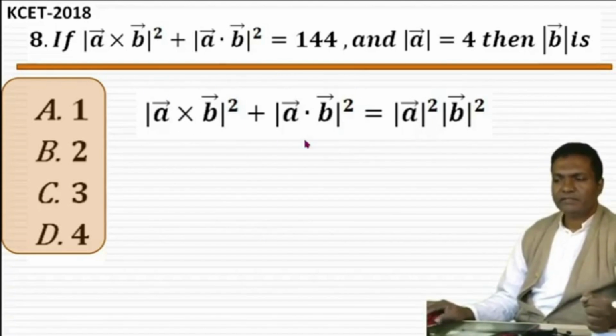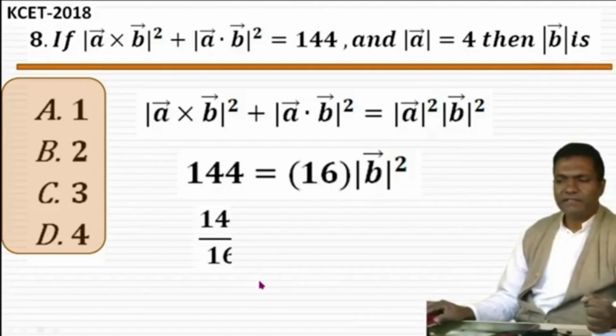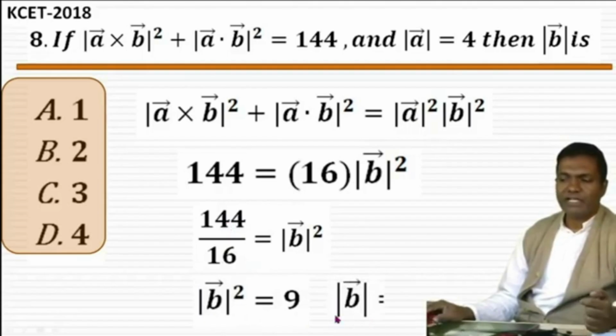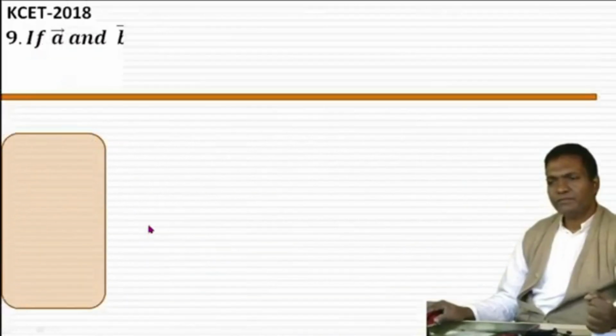Look here. This is given as 144, and magnitude of A is 4, given. 4 square is 16, and magnitude of B square as it is. So bring this 16 this side. So 144 by 16 equals magnitude of B square. Solve it. You will get 9, and magnitude of B is 3. So option C is the correct one. Yes, let's move on to next.